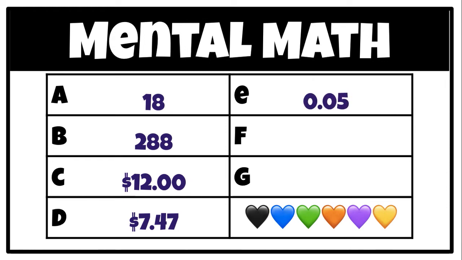E is 5/100. F, it's a lot of zeros, 15,000. And G, did you get 7? If you didn't do great, don't worry. We're just getting back into it, but we are going to include mental math from here on out.